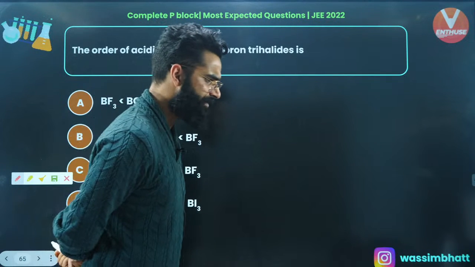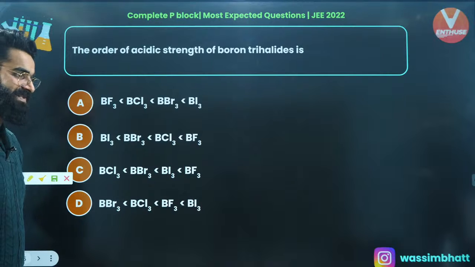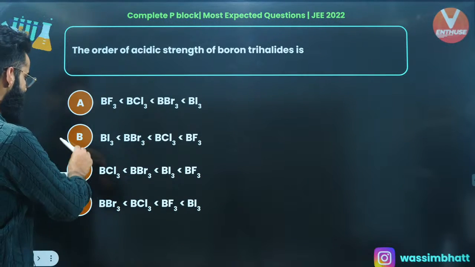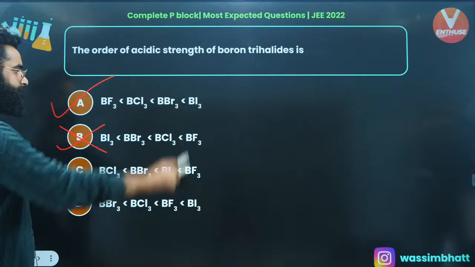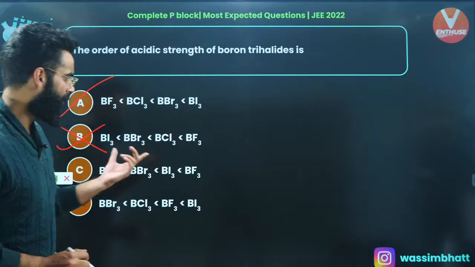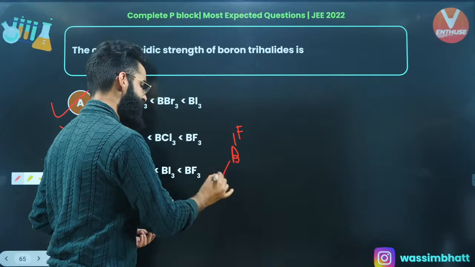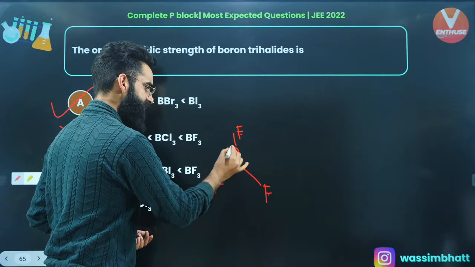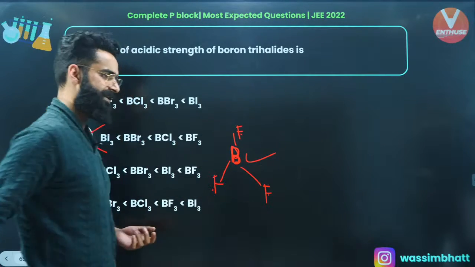This is a simpler one, right? Very simple one. See, I told you the majority of students are going to give the wrong answer. The majority of students are giving this as the answer, but this is not it. It's option A, right? Why is that? See, normally what an ordinary guy thinks is like this: this is B, this is F, this is F, this is F. So the more electronegative element makes the center maximum electron deficient, so it's going to accept a pair of electrons, it's going to be the maximum Lewis acid, right?